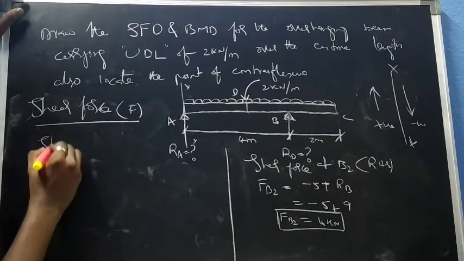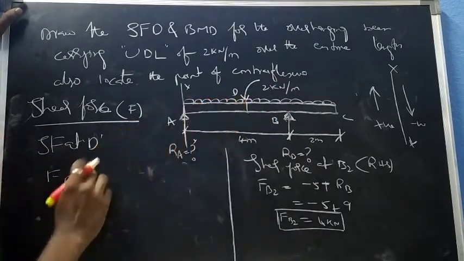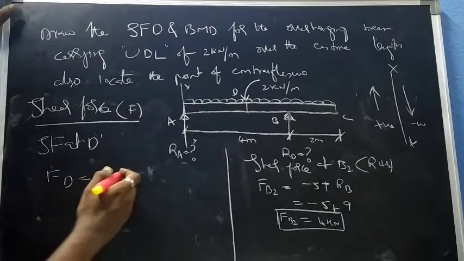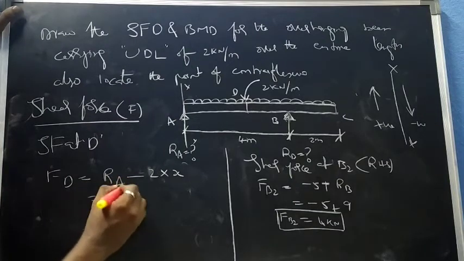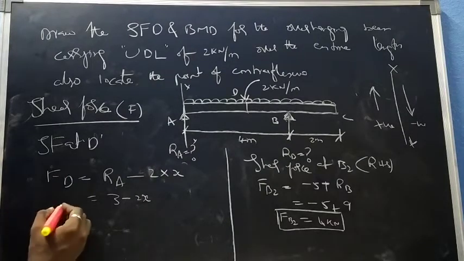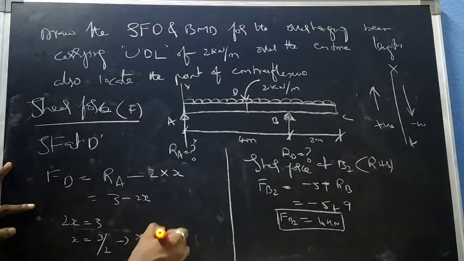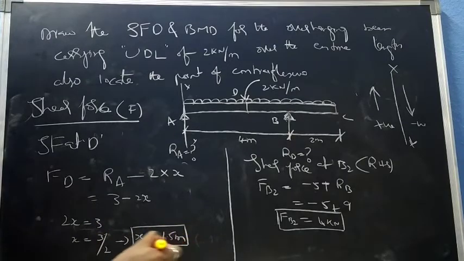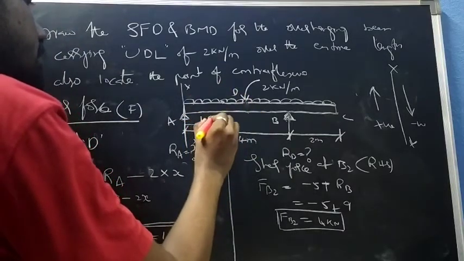Simple, we can do it this way. Shear force at D, that is FD, equals, somewhere here. How can you find the distance? Just put the value RA, which is going upward, positive, minus 2 kilonewton per meter into the unknown distance X. So I can write 3 minus 2X equals 0. Then 2X equals 3, so X equals 3 by 2, that is 1.5 meters. So this distance from here will be 1.5 meters, somewhere here, that is point D.